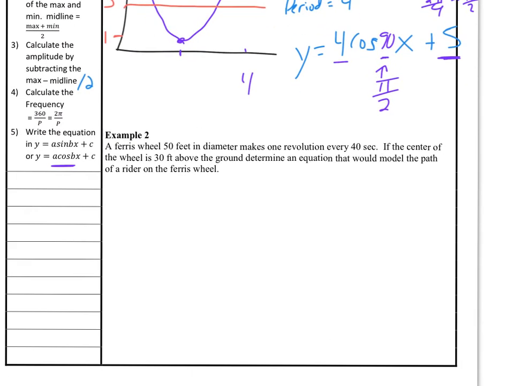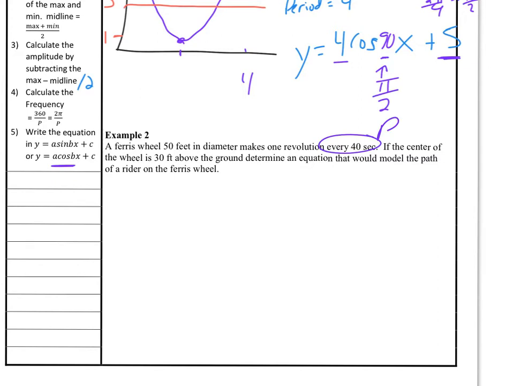All right, example 2. A Ferris wheel, 50 feet in diameter, makes 1 revolution every 40 seconds. Hey, 1 revolution every 40 seconds. Might they be giving us the period here? If the center of the wheel is 30 feet above the ground, determine an equation that would model the path of a rider on the Ferris wheel.